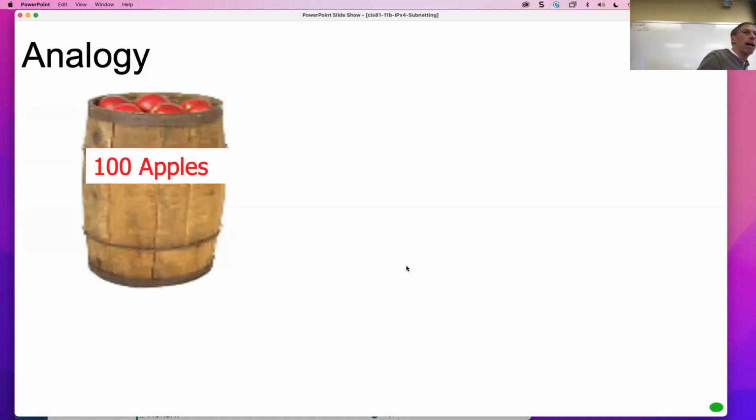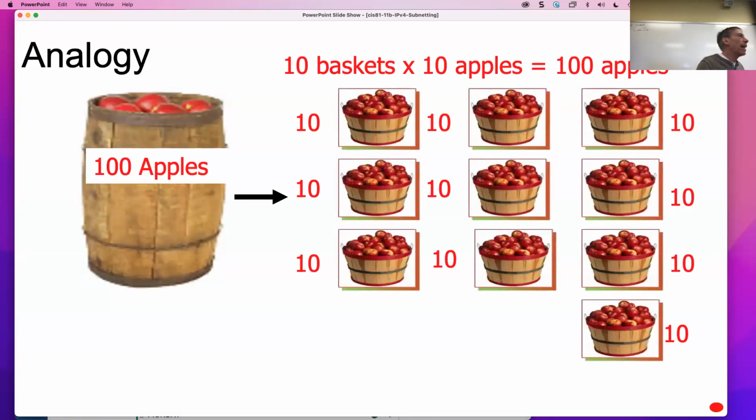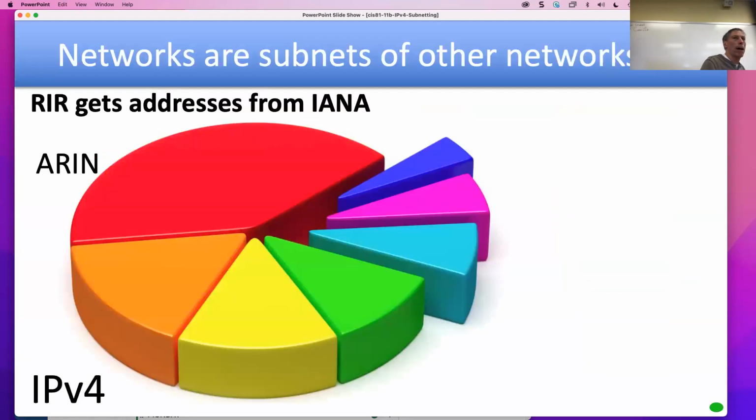So what is subnetting? Subnetting is nothing more than dividing a big barrel of apples. You have a barrel of 100 apples and dividing it into smaller baskets. In this case, we have 10 baskets of 10 apples each. Okay, still have 100 apples. Subnetting does not give you any more addresses. What it does is it helps you manage what you have by putting them into smaller networks.